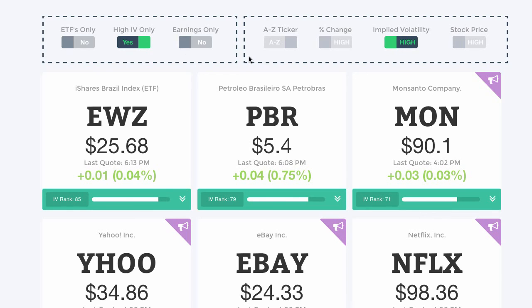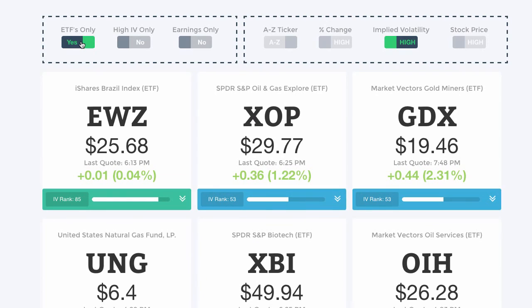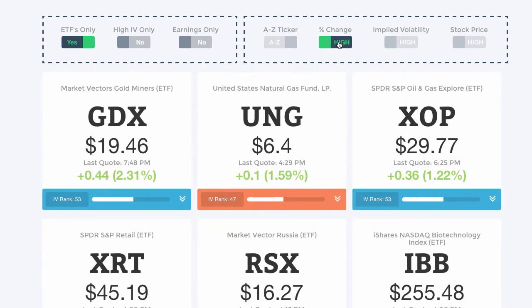Now let's say that you really don't care about implied volatility for some reason. So, okay, we're going to take off the high implied volatility. We're going to actually filter on just ETFs. Okay, so now we're going to take out all possible stocks, all possible earnings out there. We're just going to look at only ETFs. And another way that you can look for possible trading candidates is to look for stocks that have made a really high percentage move in the last day. So that's another way that you can look for possible candidates, things that have moved higher or moved lower.